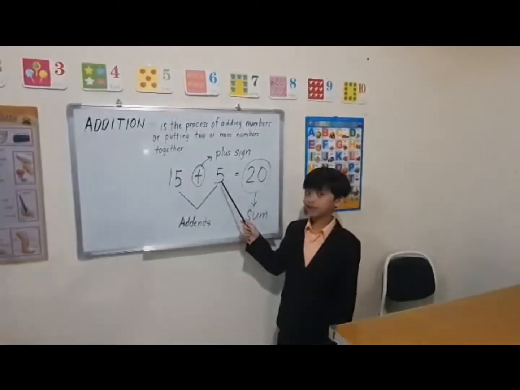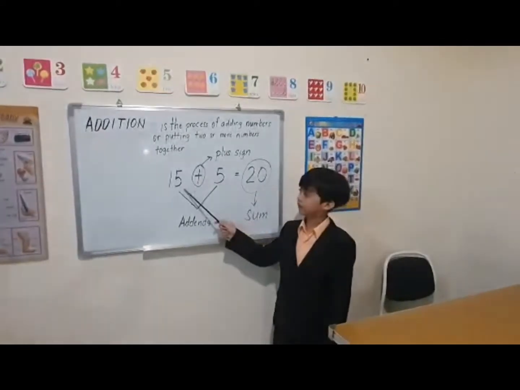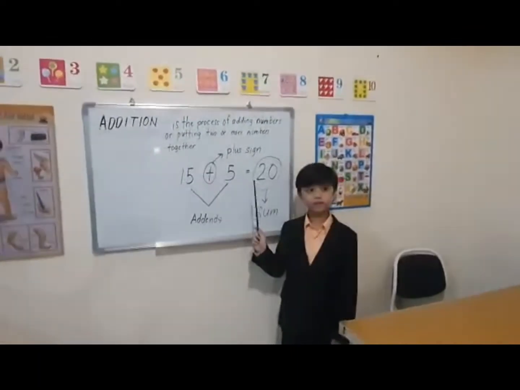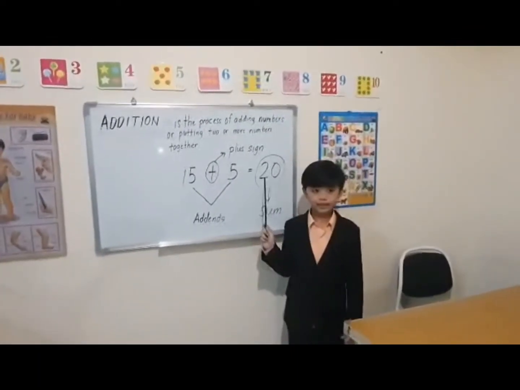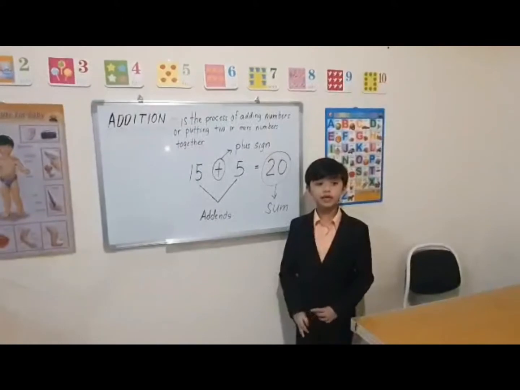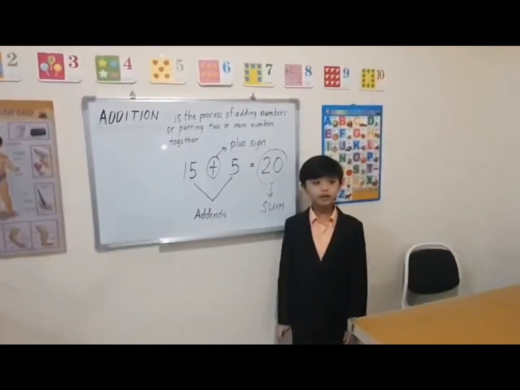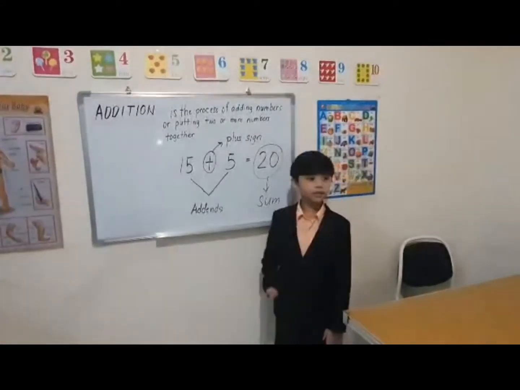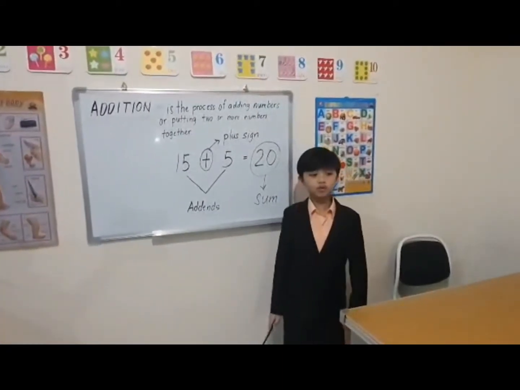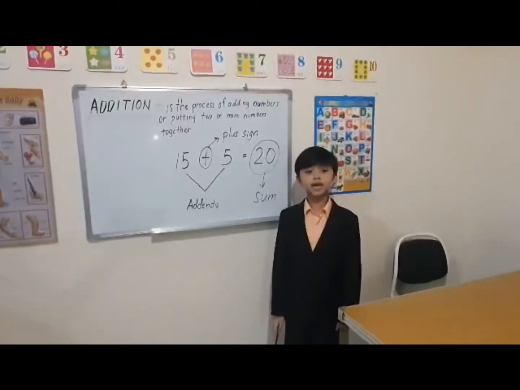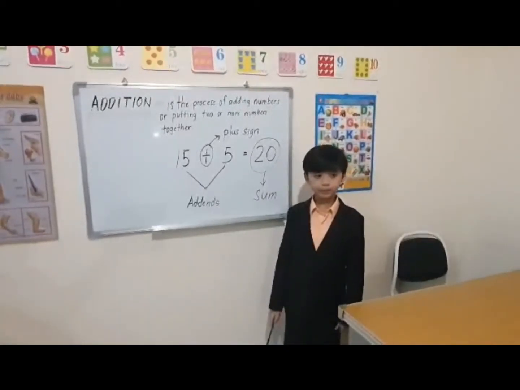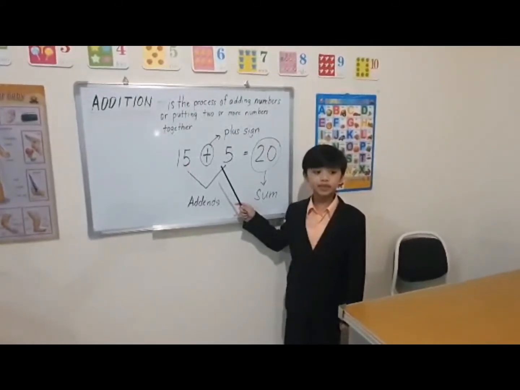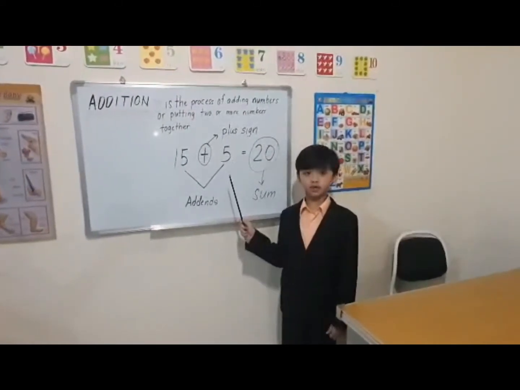Let us look at this addition sentence. 15 plus 5 equals 20. 15 and 5 are what we call the addends. Addends are the numbers that are being added. There can be two or more addends. 20 is what we call the sum or total. This is the answer in addition. And this is the plus sign, which is the symbol of addition.